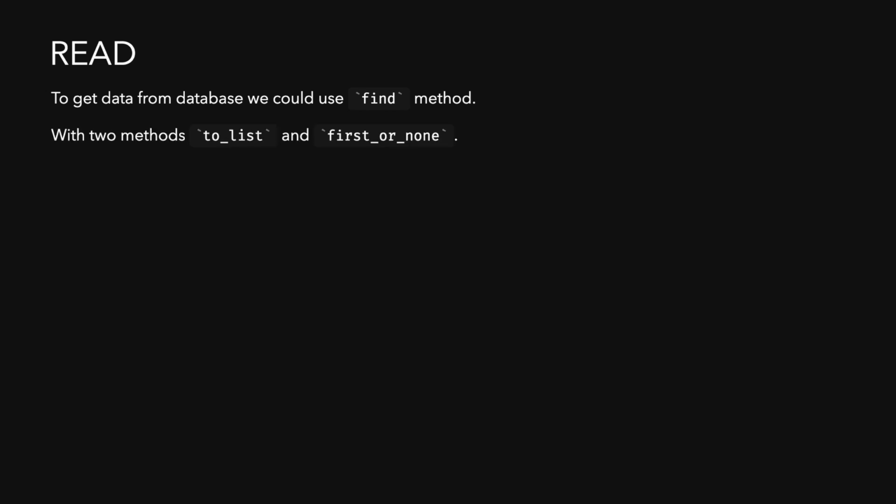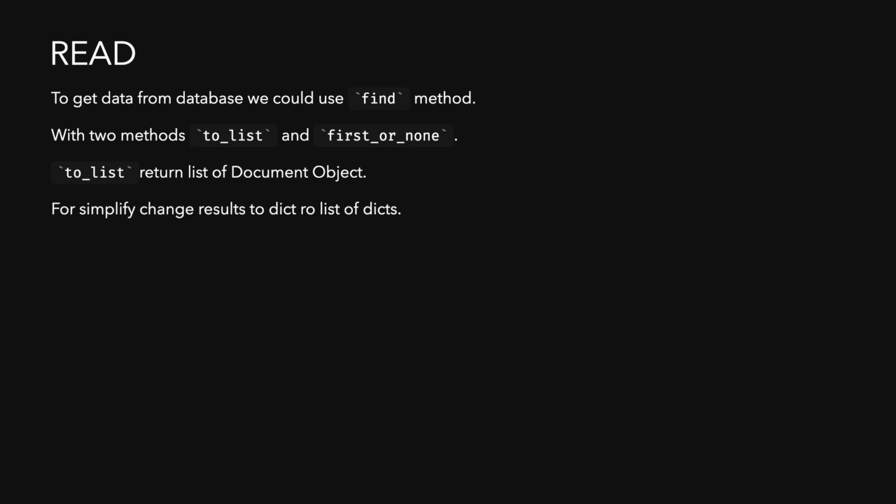Okay, we have some stuff in our database. How to read it? To get data from the database, we could use another fantastic method, find. When we find something, we need to process our data to list, first or none. We need to choose what we want. To list, you need to remember that it returns a list of document objects. And of course, as I said previously, to simplify, I'm returning a dict or list of dicts.